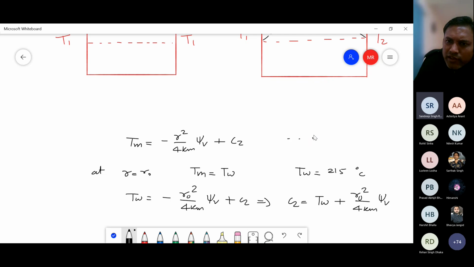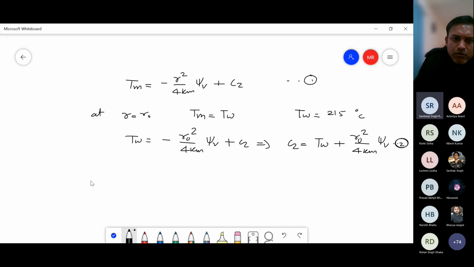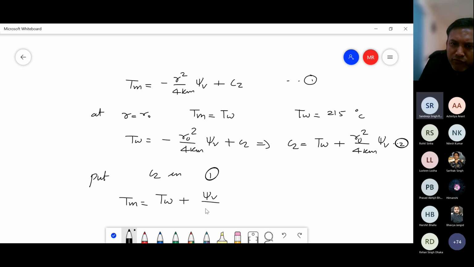Now we can put it in this equation number 1. This is equation number 1, this is 2. Putting C2 in 1, what we are going to get is Tm equals Tw, which will remain as it is, plus psi v by 4 km times r naught square minus r square. This is what you are going to get, isn't it?